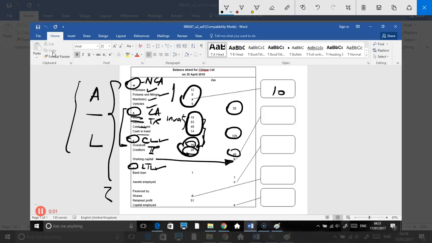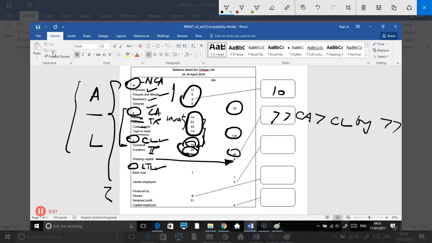So 16, that's a 7 over there. That's 1, and that's 7. So what we have here is we are saying that our current assets are greater than our current liabilities by 77. And then the whole thing can continue.